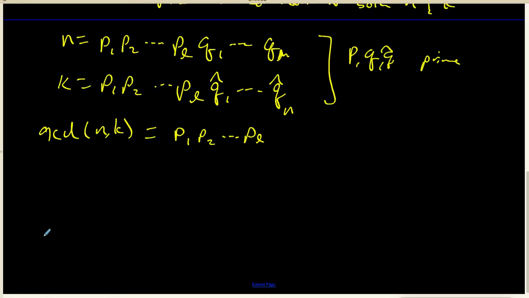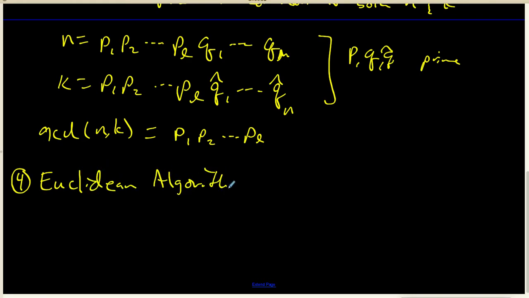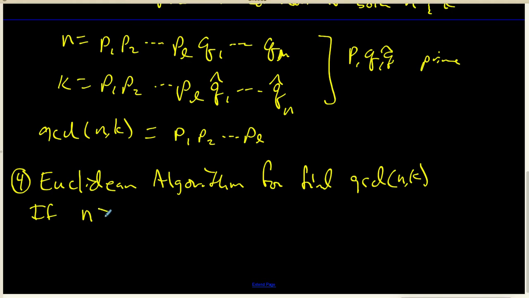But that's not an efficient way of finding GCDs. So the next thing that I want to review is the so-called Euclidean algorithm for finding the GCD of n and k. We're going to assume that n is strictly bigger than k.